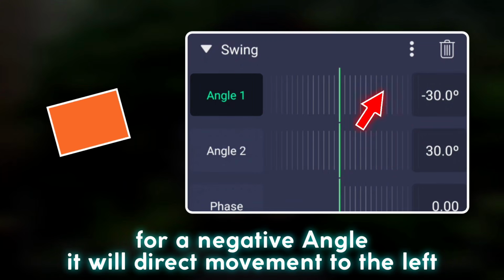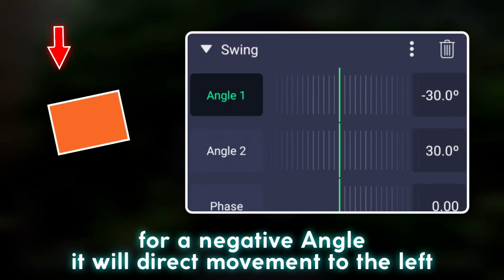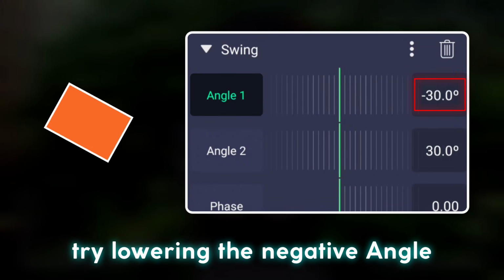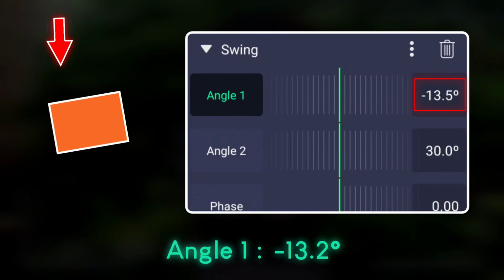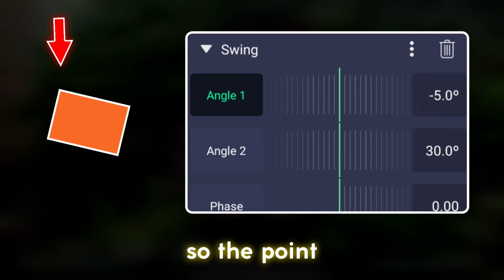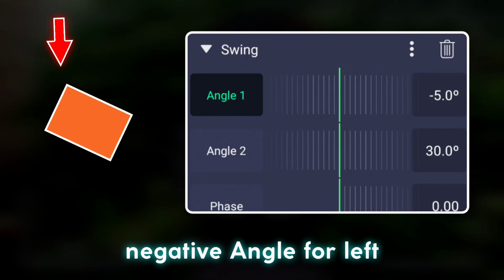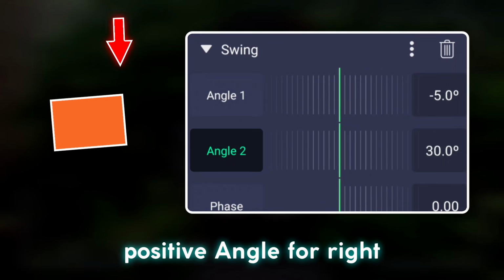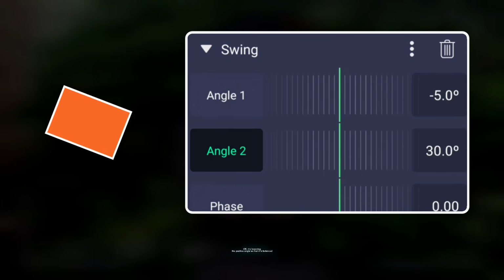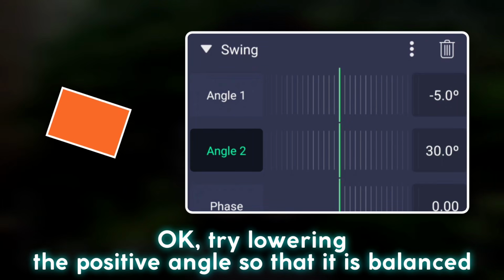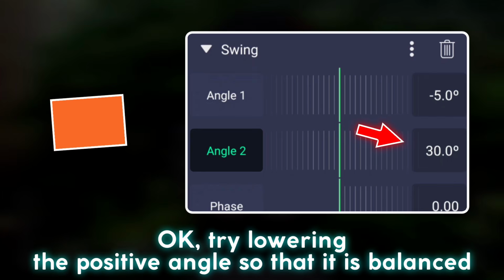For a negative angle, it will direct movement to the left. Try lowering the negative angle. So the point: negative angle for left, positive angle for right. Okay, try lowering the positive angle so that it is balanced.